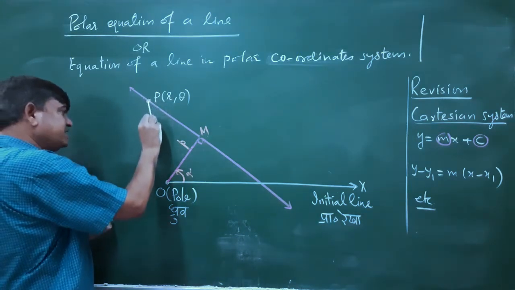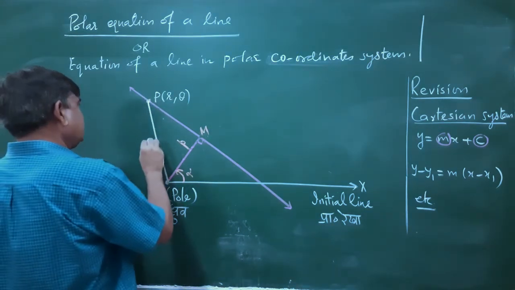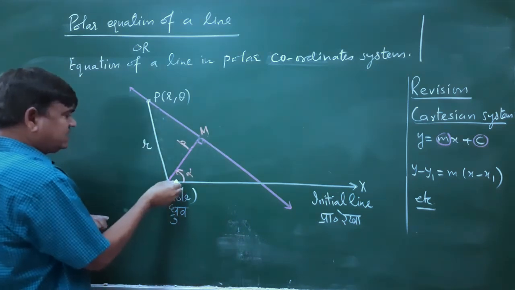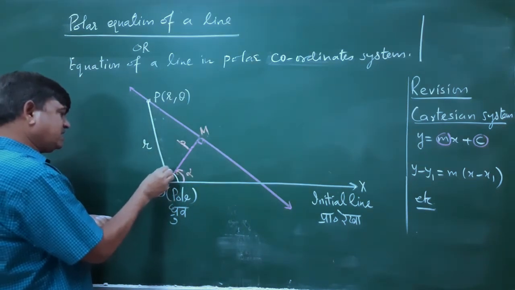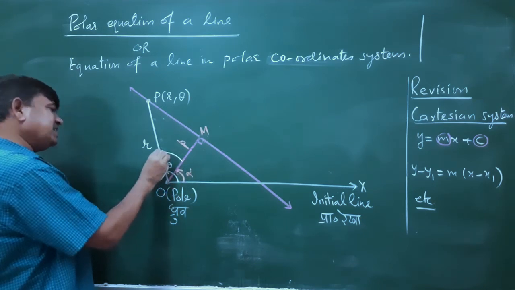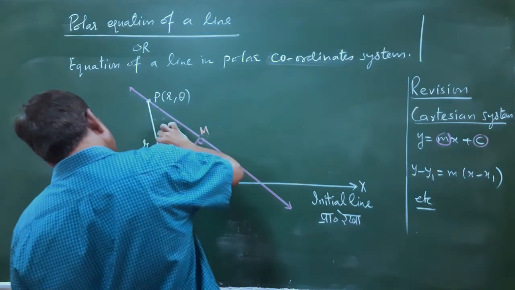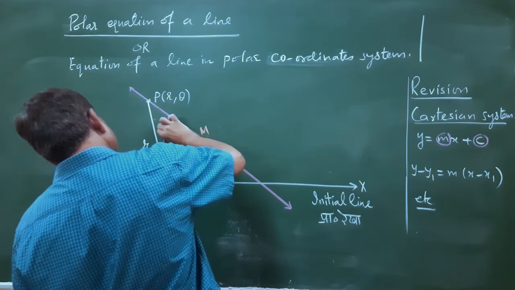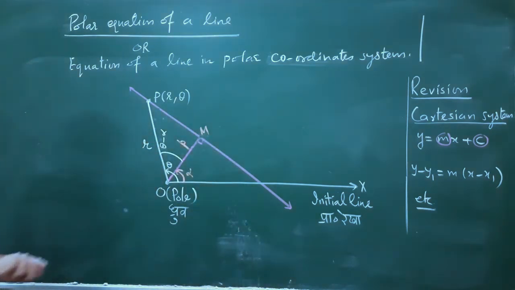We join this as usual. This is r and this angle is theta. If this is theta, then this will be theta minus alpha. Now this is so simple.